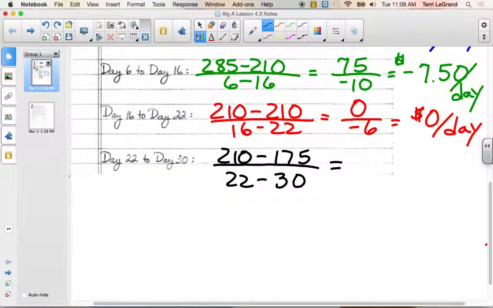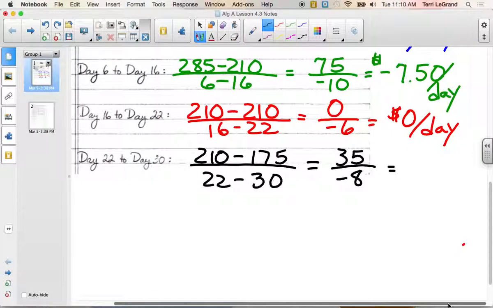So 210 take away 175. What is that? 35. 35, thanks. What's 22 take away 30? Negative 8. Be really careful about negatives when it should be. Okay, and what does this one divide out to?